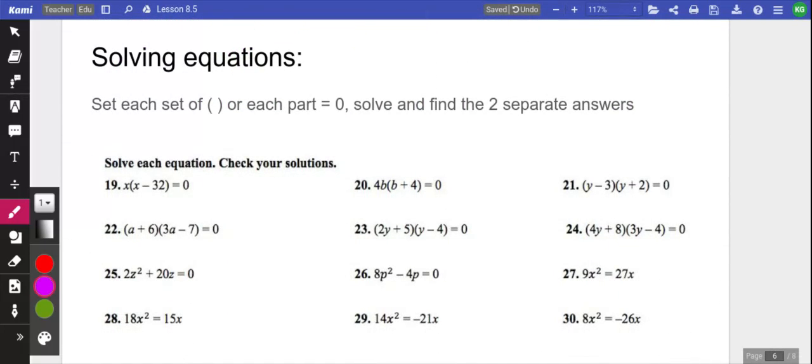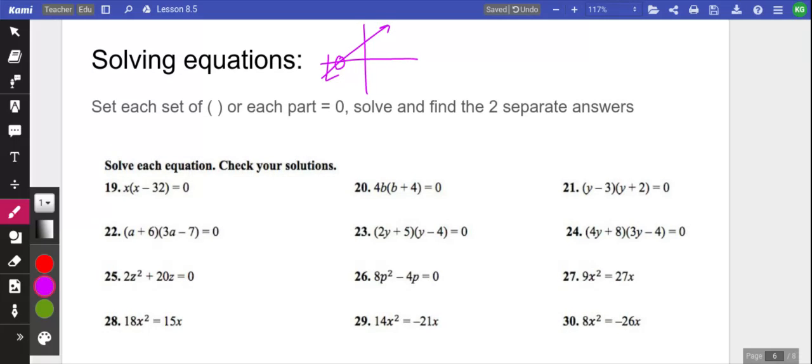Now, when I go to solve these equations, I'm going to set each part of the greatest common factor or each set of parentheses equal to 0, and then solve it to find the two separate answers. So far in Algebra 1, we've been doing a lot of linear equations, and linear equations only cross the x-axis one time. So when we solved all of these, we always got x as a number. On these squared quadratics, what we actually have is two places where the x crosses. And so when we solve these, most of the time, they're going to have two separate answers.